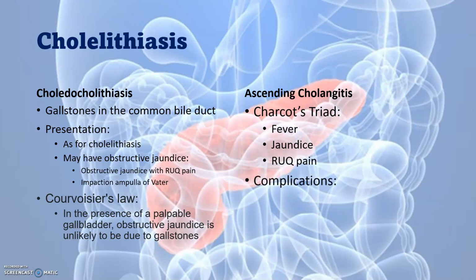jaundice, and right upper quadrant pain. These patients may develop sepsis, hepatic or renal failure, and hepatic abscesses. So this is a real surgical emergency.